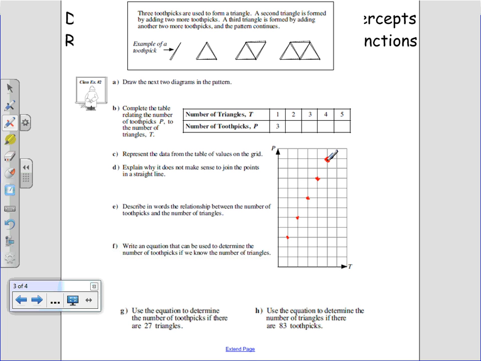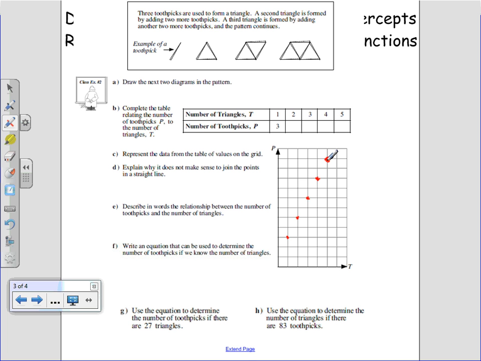If there was 1 triangle, 1 times 2 plus 1 leaves 3. So 1 triangle would equal 3 toothpicks. That makes sense. 2 triangles would make sense because it would be 4 plus 1 is 5. 5 gave us 2 triangles. That makes sense. What if there was 0 triangles here? 0 times 2 would be 0, plus 1 means we have 1 toothpick. 0 triangles equals 1 toothpick?